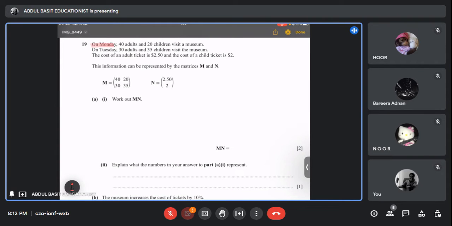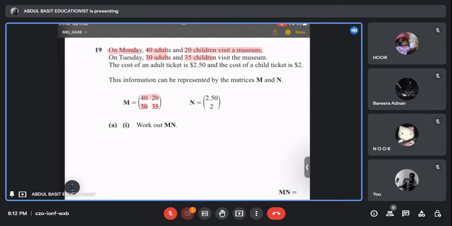On Monday, 40 adults and 20 children visit a museum. So it means that this is Monday, 40 adults and 20 children, they visit a museum. On Tuesday, 30 adults and 35 children visit the museum. So they are adults and they are children.